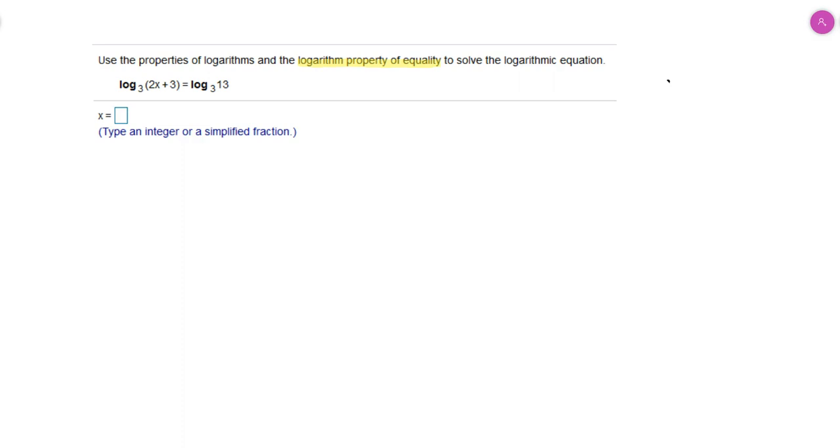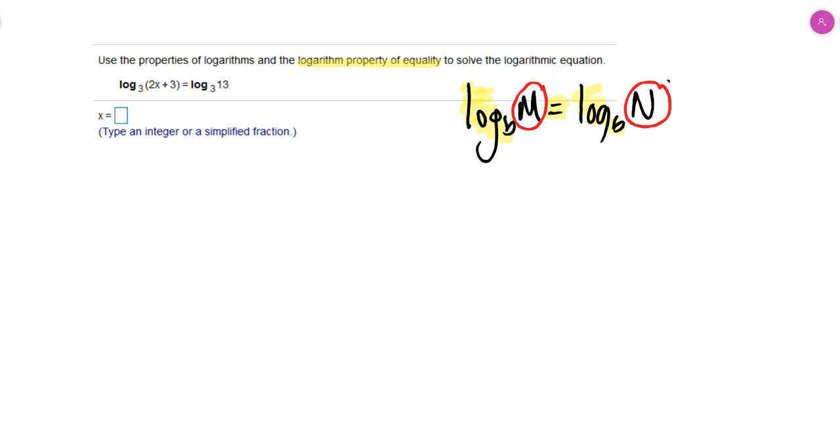What this property says is if you have the situation where you have log base b of m equals log base b of n, focusing on the details here, we have an equation in which on both sides we have a log with the same base. So if we have this situation, this property tells us that what's inside the logs must be equal to each other. So therefore m must equal n.